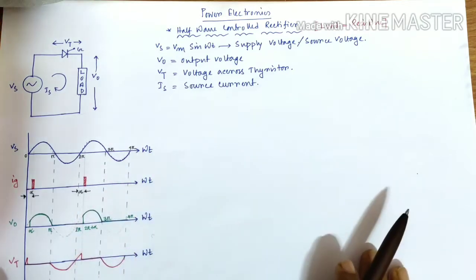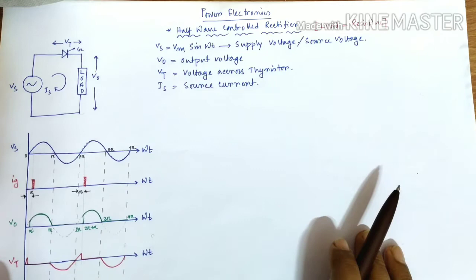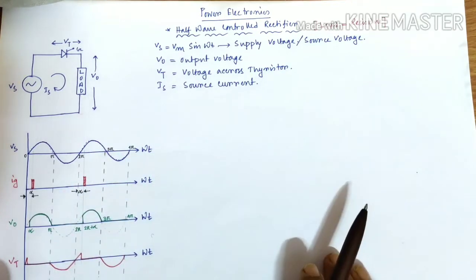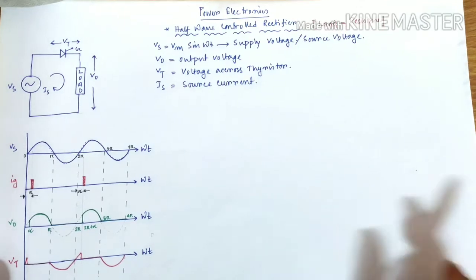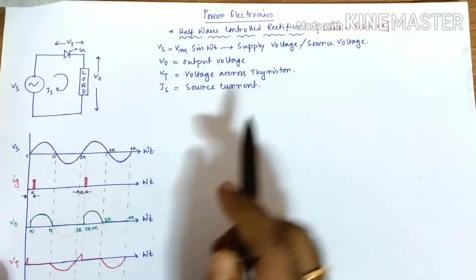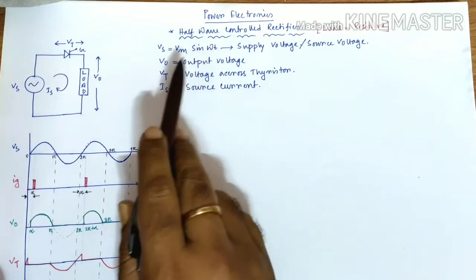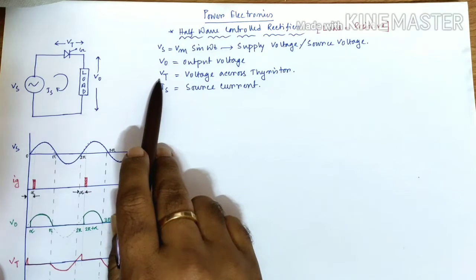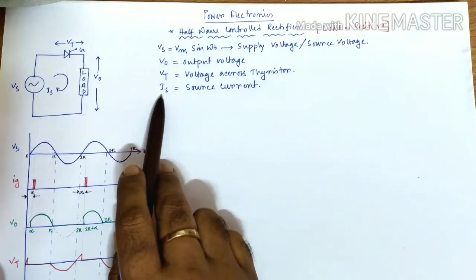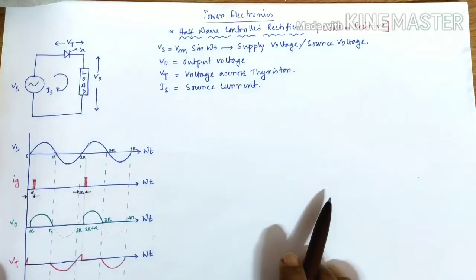So today our topic is something different. We need to do some mathematical calculations on this particular circuit, and here we are trying to do that. Before going into that, remember I have written something here: Vs, once again the source voltage, that is Vm sin omega t; V naught, the output voltage; Vt, the voltage across the thyristor; and Is, the source current that we will get within the circuit itself.